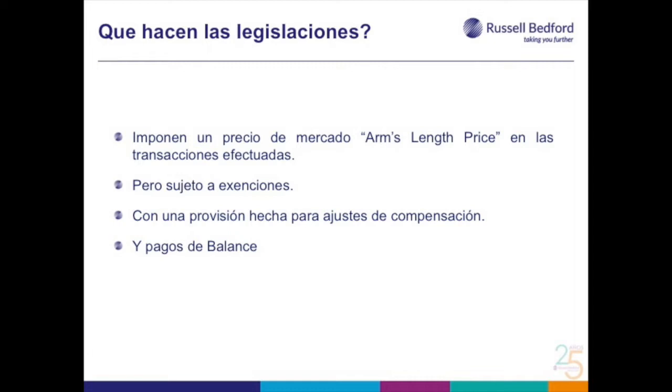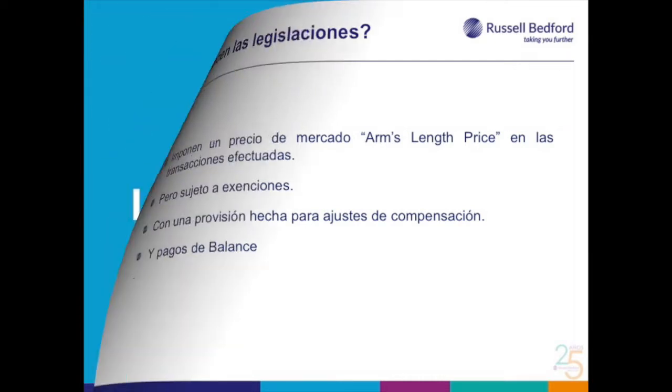there are effective transactions. There are some exemptions which we will look at, and there is a provision within the legislation for what is called compensating adjustments, so that both parties would make adjustments. And there are also provisions within the UK legislation for payments to be made between parties so that the transactions become neutral. And again, we will look at those as we go through.